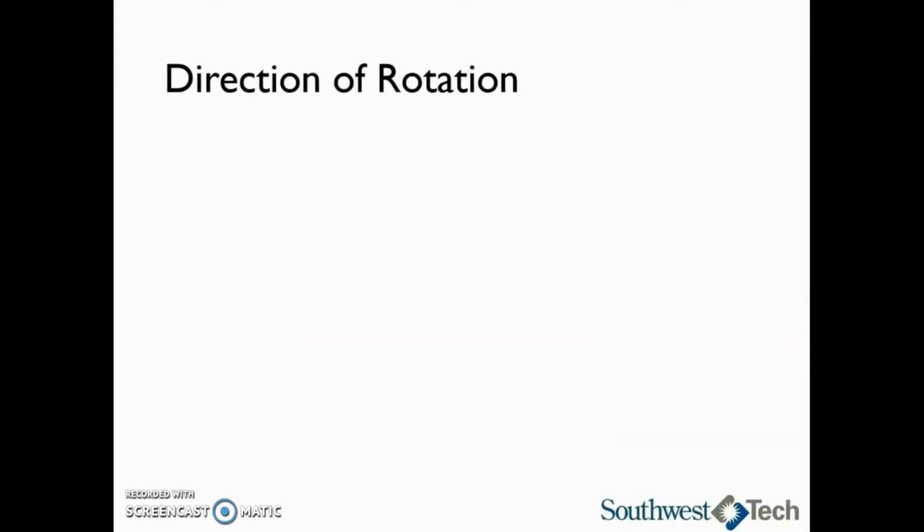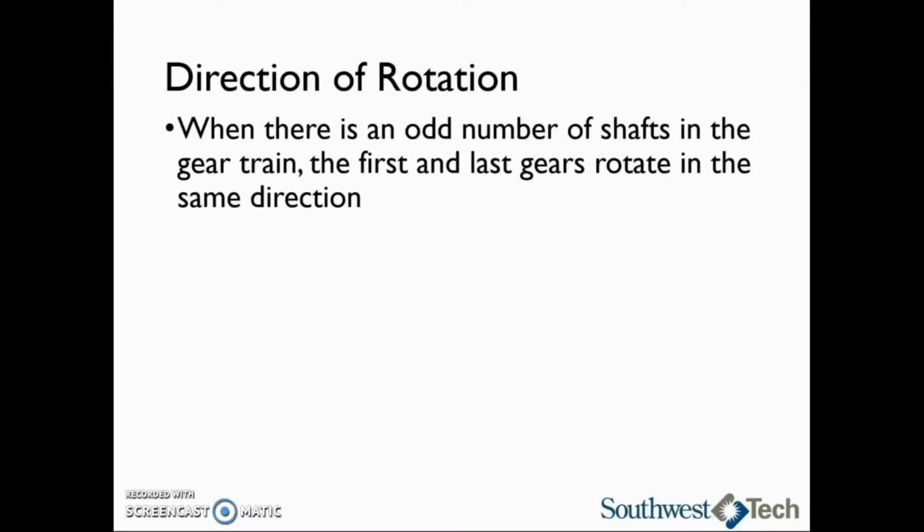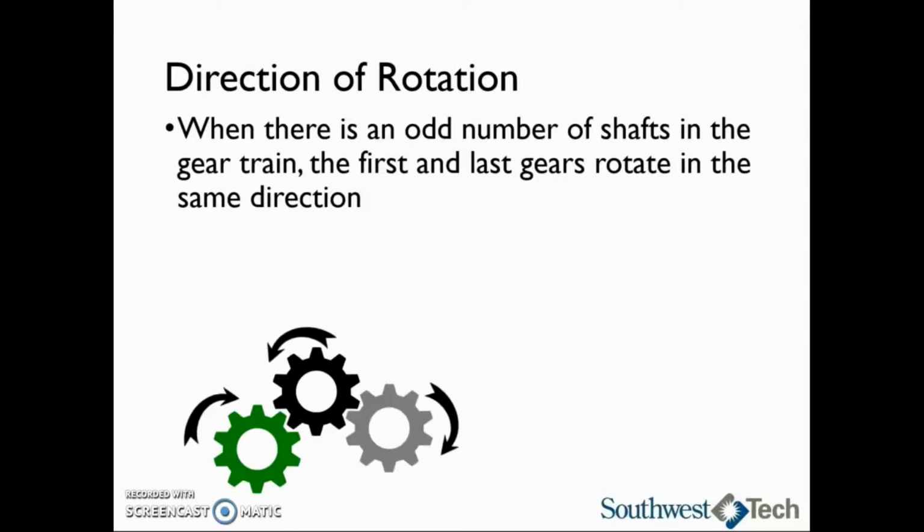So we know a few basics about gear trains and idler gears. Let's talk about figuring out the direction of rotation of gears in a gear train. When there is an odd number of shafts in the gear train, the first and last gears rotate in the same direction. In this picture, we have 3 gears on 3 separate shafts. The first one rotates clockwise, the second one rotates counterclockwise, and the third one rotates in the same direction as the first one, which is clockwise.